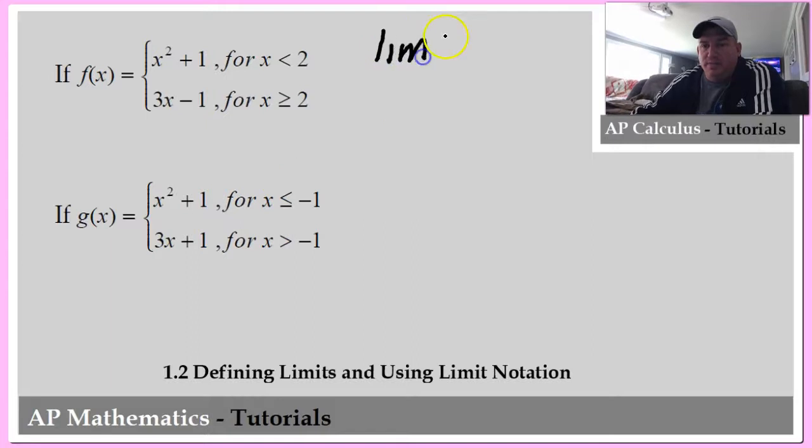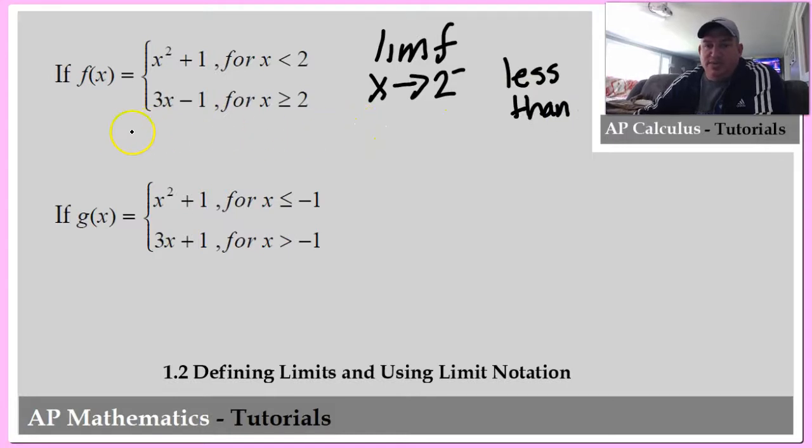So in the top problem, f of x, let's first look at the limit of our function f as x approaches 2 from the left-hand side. Another way of thinking about from the left-hand side is you can think of it as less than 2. Left meaning less than. So less than 2.